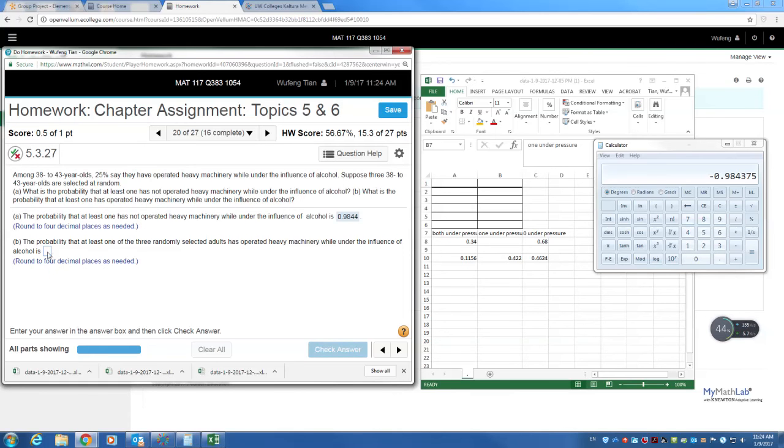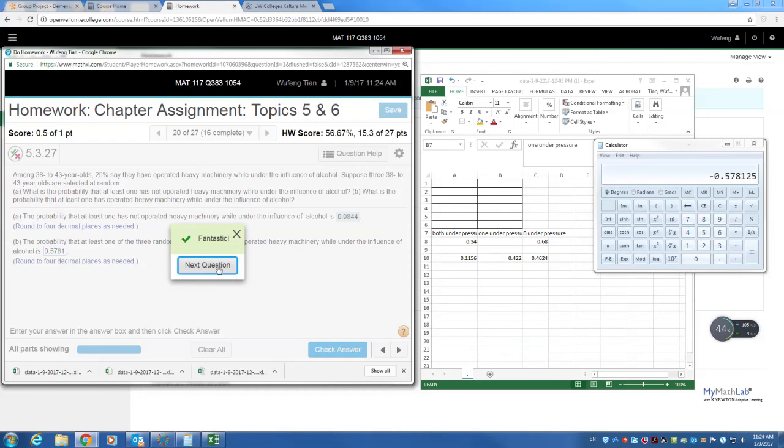The probability that at least one of the 3 randomly selected adults has operated under the influence of alcohol means I have to find that all 3 are not under the influence. Not under the influence is 0.75. All 3 not under the influence is the cube. Then 1 minus that, so it can't be negative.